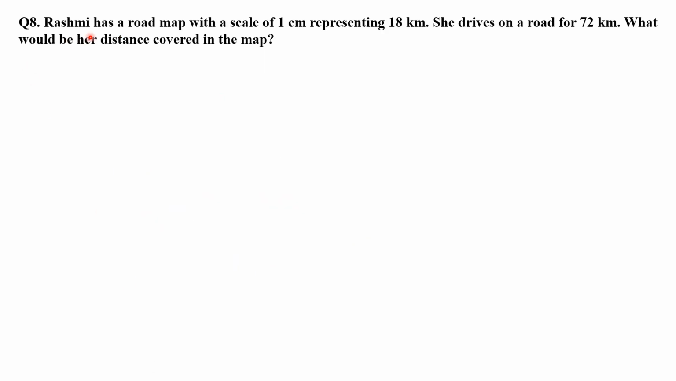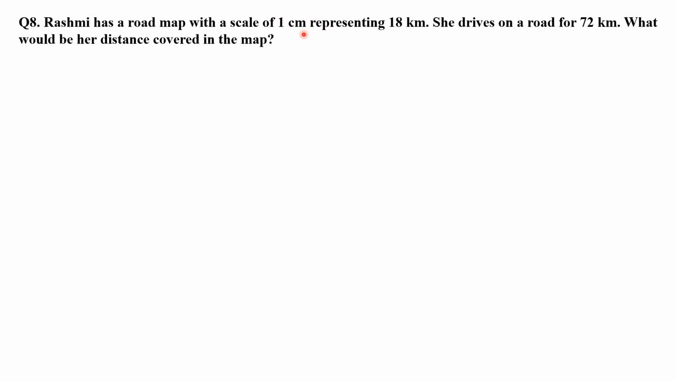Now question number 8. Rasmi has a road map with a scale of 1 centimeter representing 18 kilometer. She drives on a road for 72 kilometer. What would be her distance covered in the map? So we know that in maps, scales are written to show the relationship between the actual distance on the ground and their corresponding distance on the map, right?